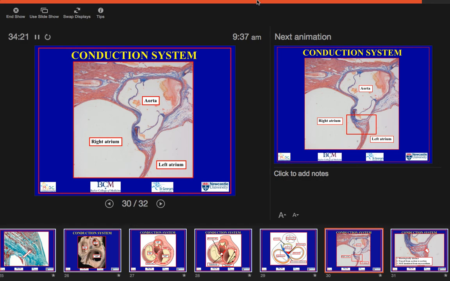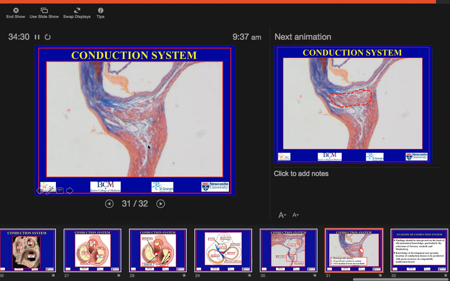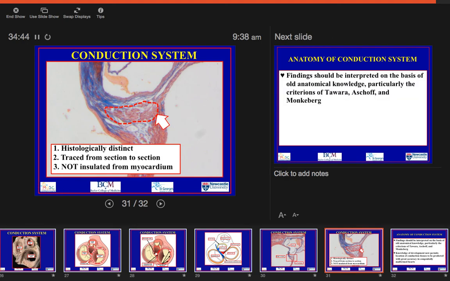This is a mouse heart: the non-coronary sinus of the aortic root, the right atrium, the left atrium. This is the front of the atrial septum, and if I blow that up, there is no question but that this structure does exist. As you see, it is histologically distinct, traced from section to section, but not insulated from the myocardium. So the very presence of that retroaortic node pointed us towards a potential origin for some abnormal rhythms.